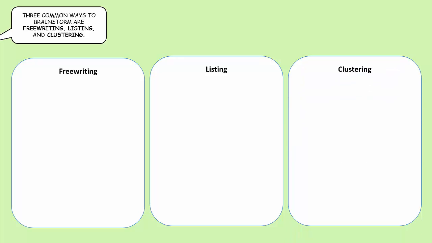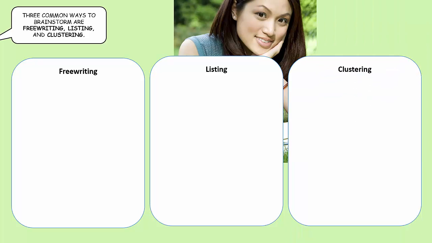Let's see how she might do this. The three common ways are free writing, listing, and clustering. And Amy is going to try all three methods. When she's free writing, she's going to just freely write in sentence format, kind of like a paragraph, but not thinking too much about structure or organization.